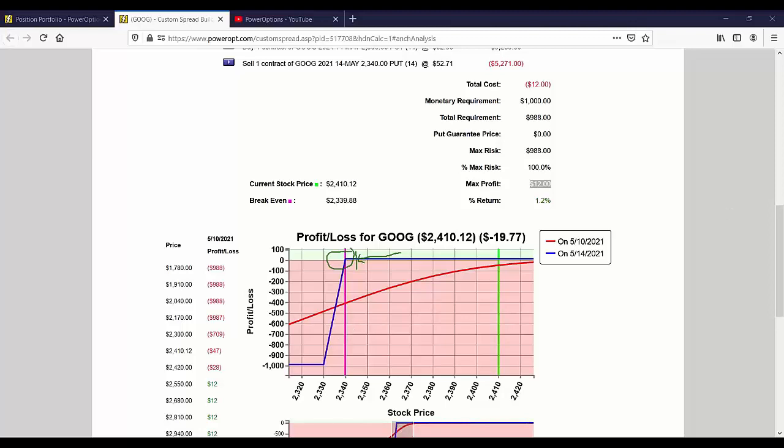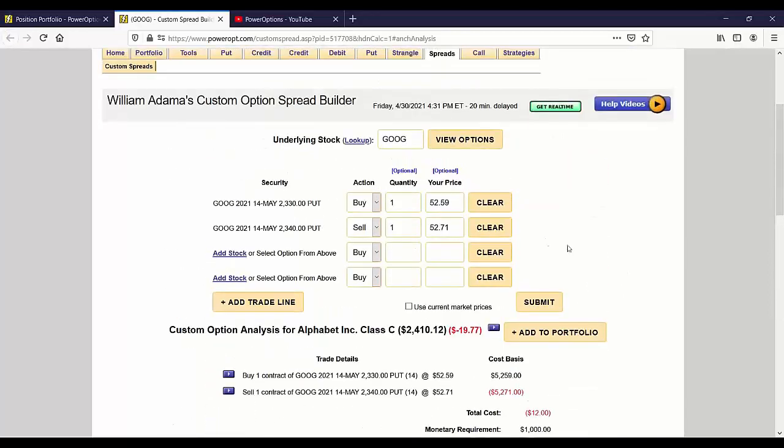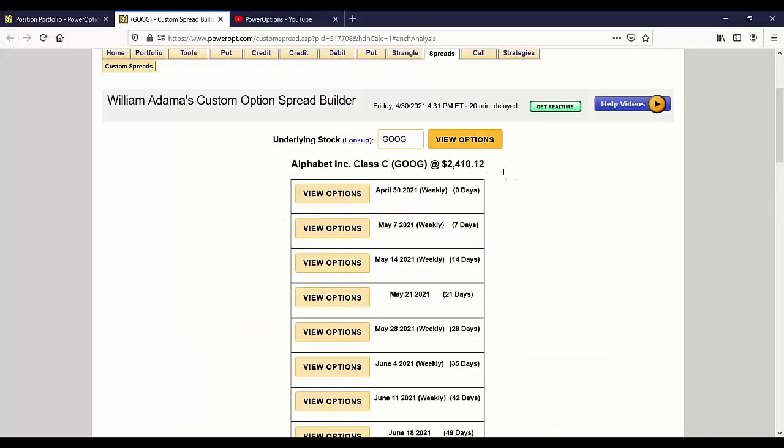So for Eileen, let's rebuild her structure on the fly. We're going to have to use the calls here. And it looks like in this case, we'd sell the bear call, the 2330 call. I am assuming it's still got a 12-cent credit at 52.71. And the 2340 call was bought at 52.59. So let's build that on the fly and see what we've got.